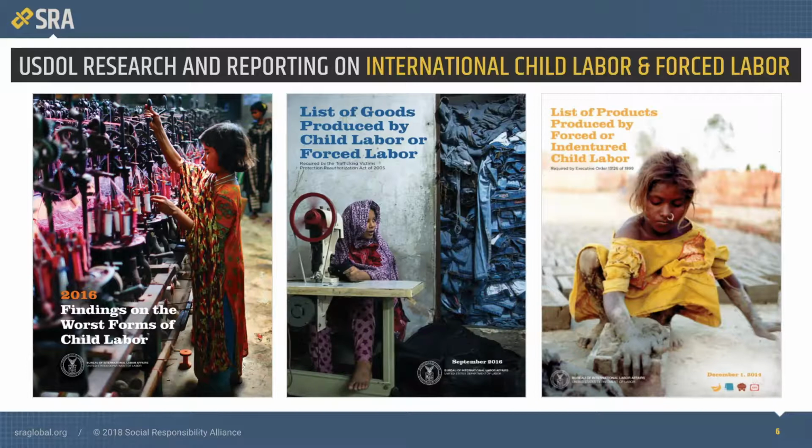And the third report is similar. It's a subset of the goods in the second report. This is our list of goods produced by forced or indentured child labor. Under US government procurement rules, entities selling the goods on this list to the government must certify that they have made a good faith effort to ensure that the goods were not produced by forced child labor.